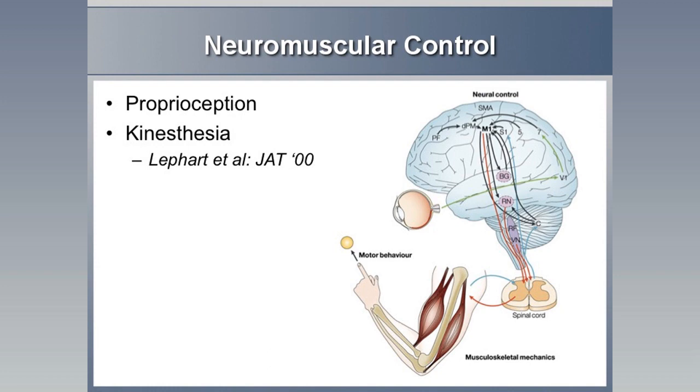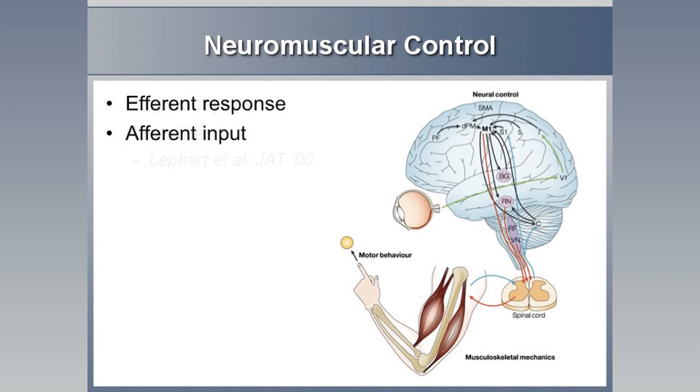So proprioception, understanding where your joint is in space, and kinesthesia, understanding where your joint's moving in space and where your body's moving in space. And you put it all together. It's simply the efferent response to an afferent input, right? Or a motor response to a sensory input.